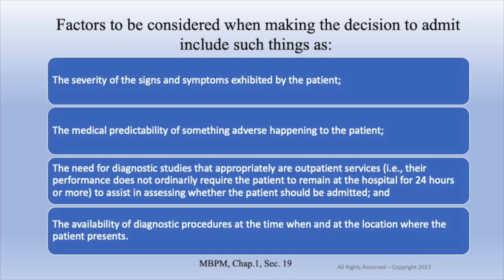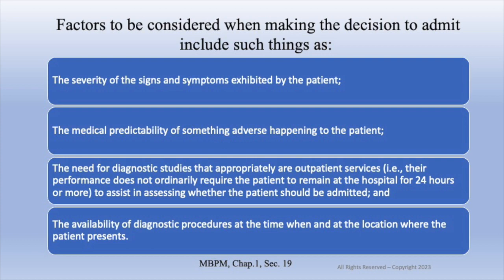There are factors to be considered when making the decision to admit, including such things as listed below. And this comes from the Medicare Benefit Policy Manual, Chapter 1, Section 19. There are essentially 4 bullet points to this. The first one is the severity of the signs and symptoms exhibited by the patient. Well, that comes from what would be the beginning of the history of the present illness.